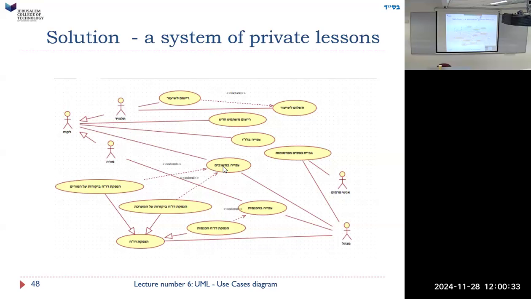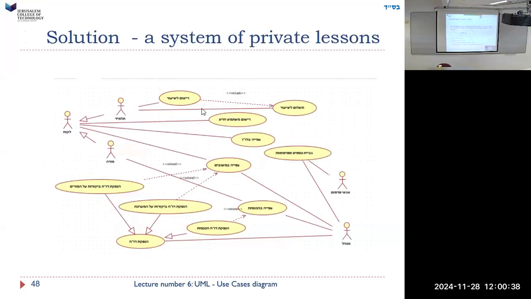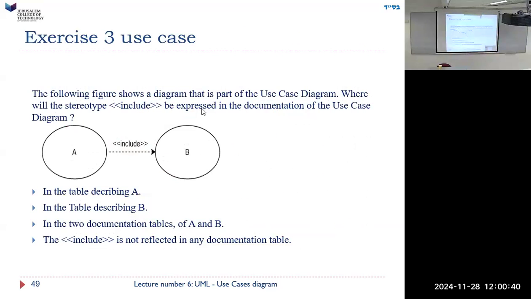This diagram, where the include stereotype, where will the stereotype include be expressed in the documentation for the use case? So what do we say about include? A will mention it. If A includes B, that's because of the direction of the arrow. Like if you do A, then you must have B also. Right, so A will make reference to B, but B won't make reference to A.